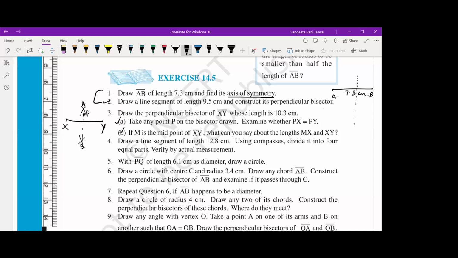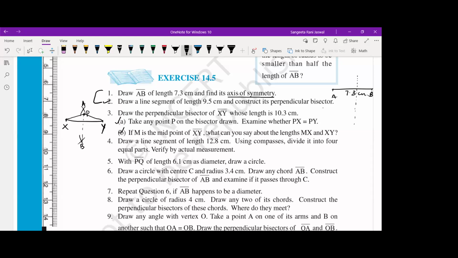Examine whether PX equals PY. Now, join this PX, and join PY also. With your pencil and scale, join PX and PY. Now you check with your scale whether PX is equal to PY. You can check with the divider also. Keep the divider pointers at both the ends of PX and then keep them at PY. Check with the divider.